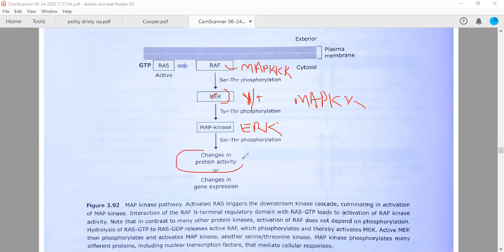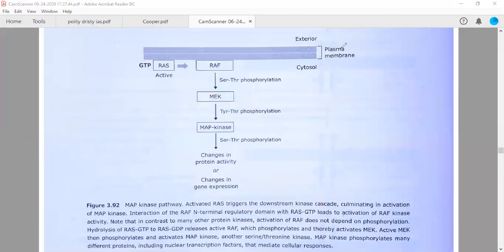So overall, there is a change in protein activity or a change in gene expression by some transcription factors, for example, ELK1, as we have discussed, or SRF, serum response factor. And some of the early genes and late genes will be activated and thus will change the cell fate.